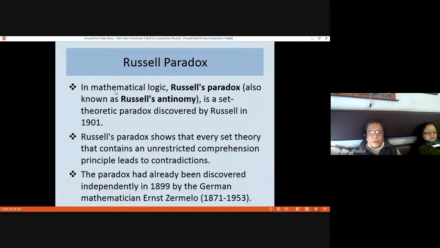In mathematical logic, Russell's paradox, also known as Russell's antinomy, is a set theoretic paradox discovered by Russell in 1901. Russell's paradox shows that every set theory that contains an unrestricted comprehension principle leads to contradiction. The paradox had already been discovered independently in 1899 by the German mathematician Ernst Zermelo. I think Zermelo was from 1871 to 1953. So now we'll talk a bit about Russell's paradox.